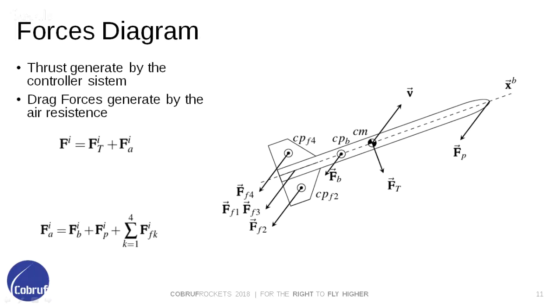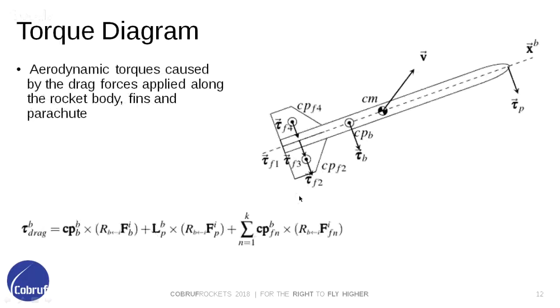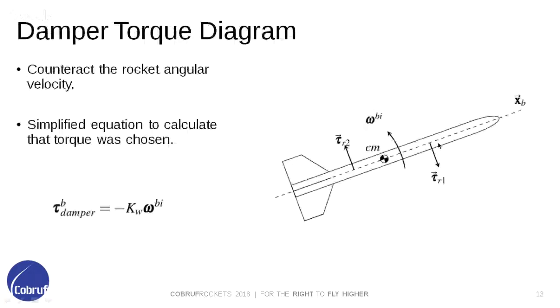So, about the torques, each of the forces applied on the rocket can generate a torque, which can be calculated by the following equation. Finally, a damper effect was included to simulate the drag force created by the angular velocity. This drag force is necessary to avoid the rocket oscillating like an undamped mass-spring system.